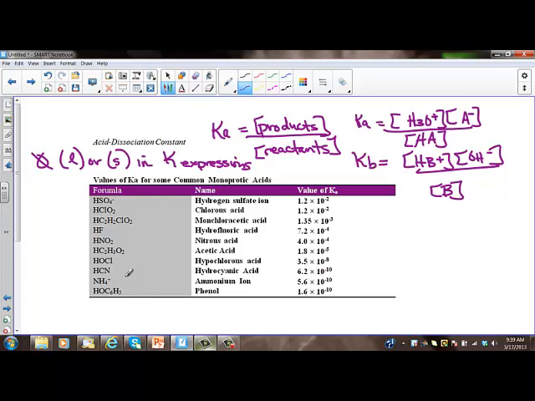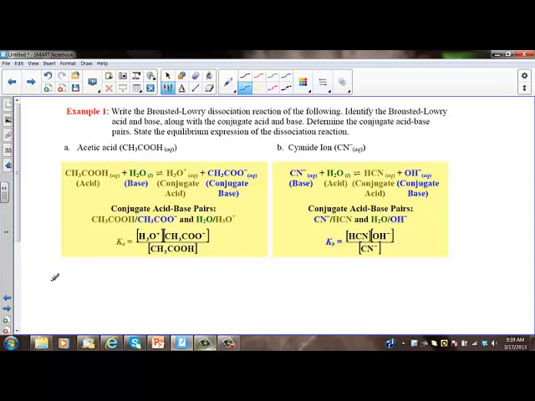These are some values for Ka for some common monoprotic acids. There's also a list in the back of the book that has all of them. So I just want to look at a couple of examples. These aren't in your note packet, but just listen to this and it'll make sense. It says, write the Bronsted-Lowry dissociation reaction for the following. Identify the Bronsted-Lowry acid and base along with the conjugate acid and base. Determine the conjugate acid-base pairs. State the equilibrium expression for the dissociation reaction.